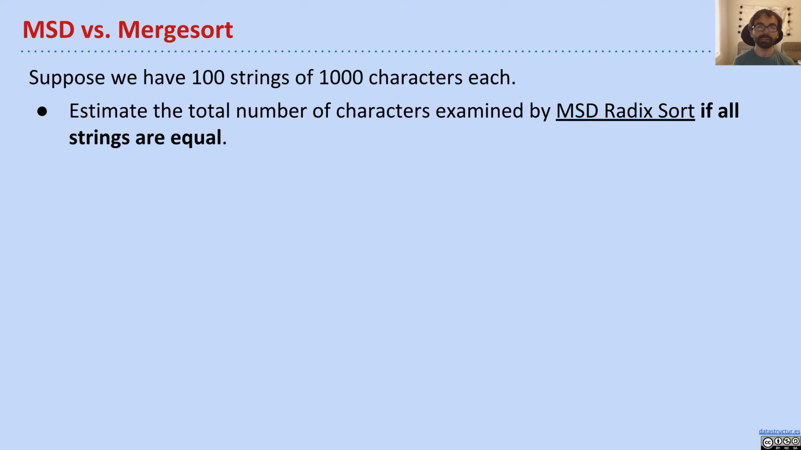What I'd like you to do is to estimate or compute exactly, if you can, the total number of characters that are examined by MSD radix sort in the process of running. And you're going to assume that all strings are equal.